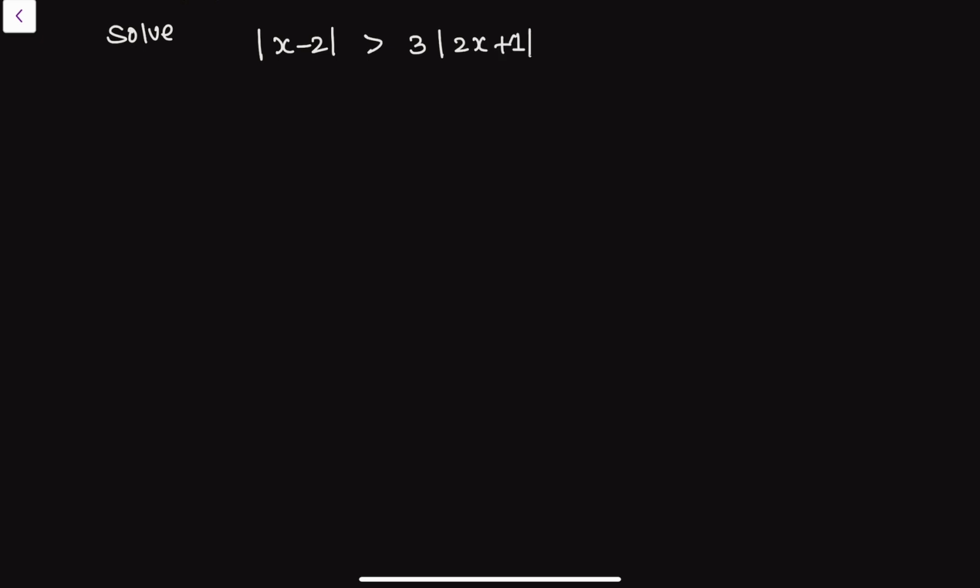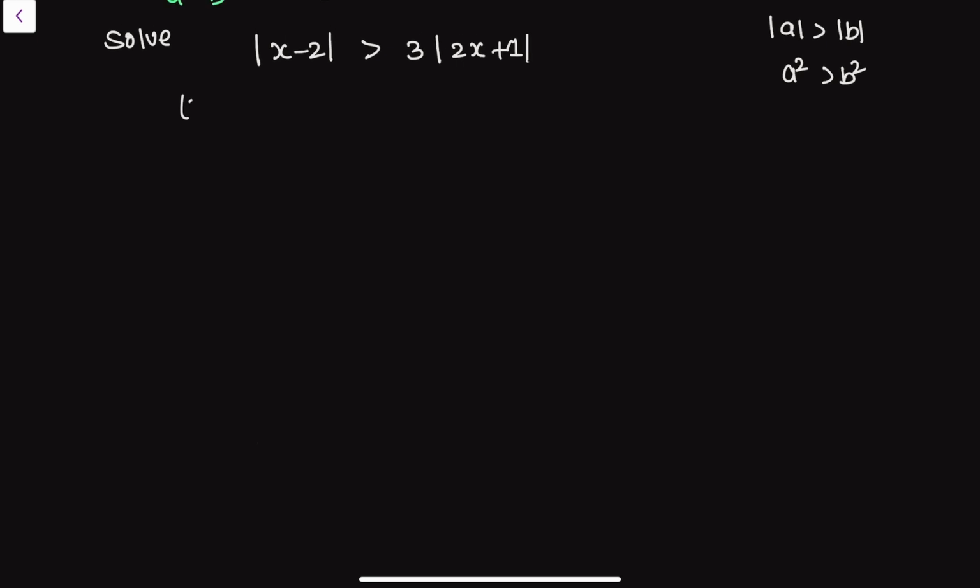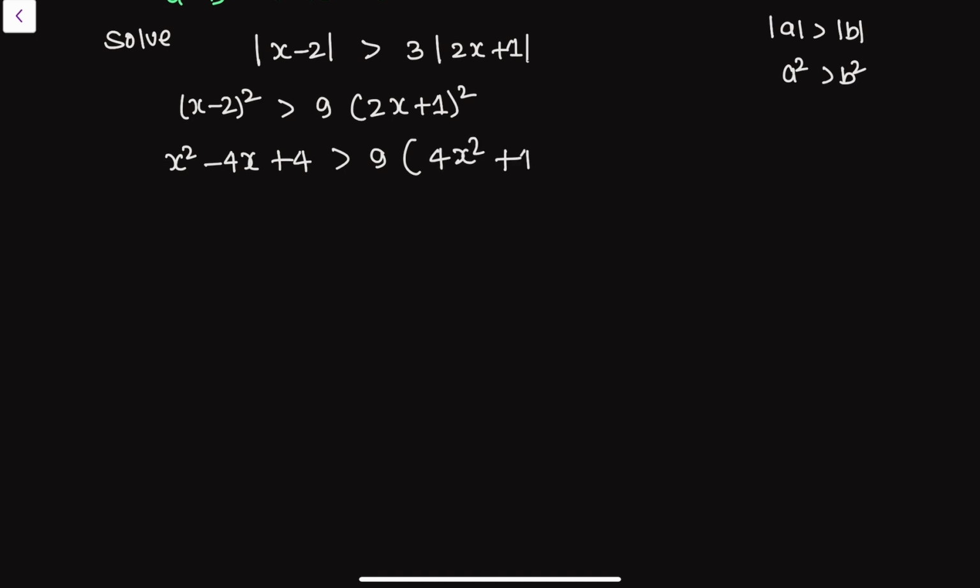Now we have seen one thing. If mod of a is larger than mod of b, we can also write a square is larger than b square. So what we can do here, we can square both the sides, so we get (x minus 2) square. We can remove the modulus, so (x minus 2) square is more than 3 square, which is 9, times (2x plus 1) whole square. Let's expand it. So (x minus 2) square is x square minus 4x plus 4, which is more than 9 times. We can do this square here also, so this is 4x square plus 4x plus 1.